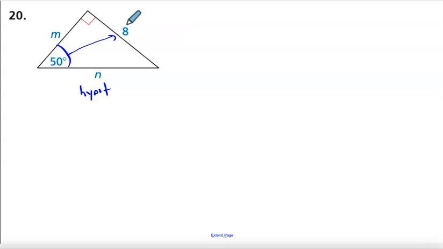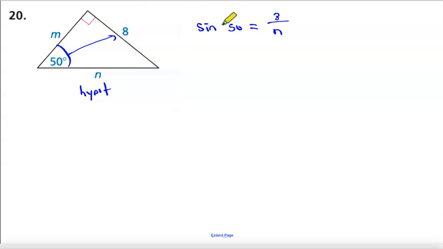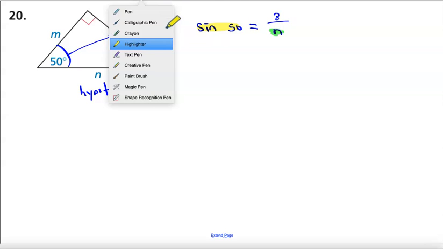I have the opposite side here. So since I have the opposite, I can say the sine of 50 degrees is equal to opposite over hypotenuse. So I'm going to do a little math here that we showed in the other piece. Again, all that's going to happen here is this numerator and this denominator are going to switch.